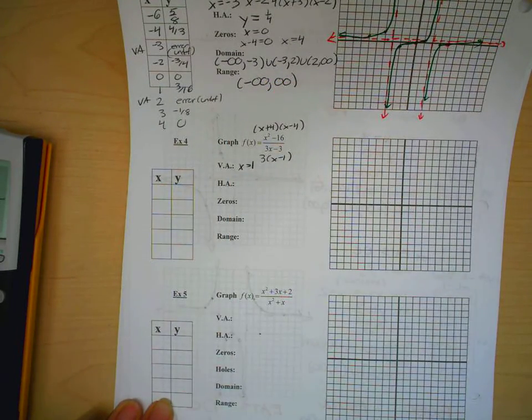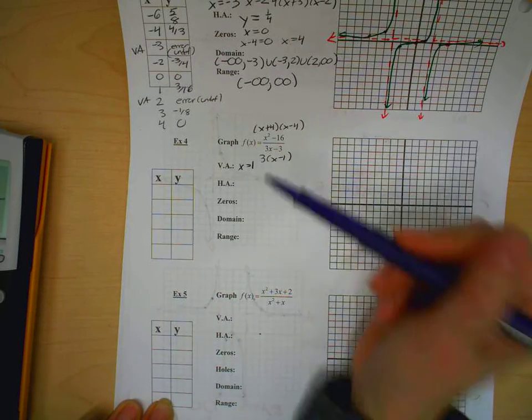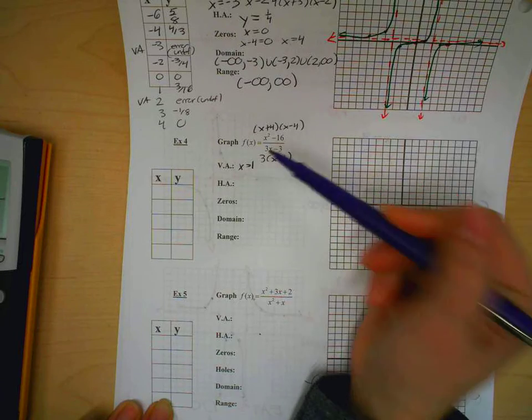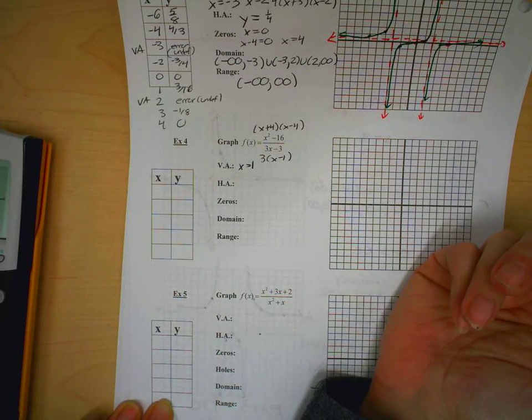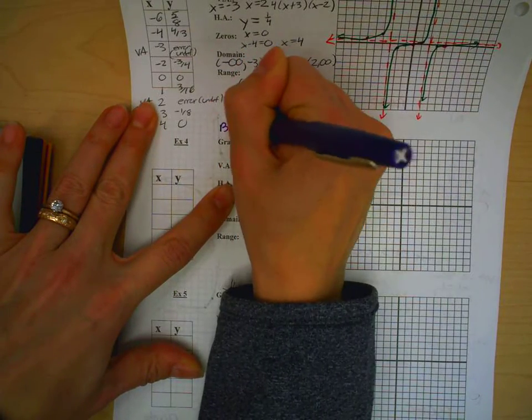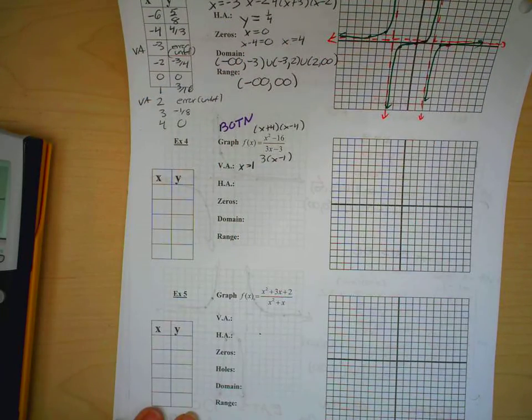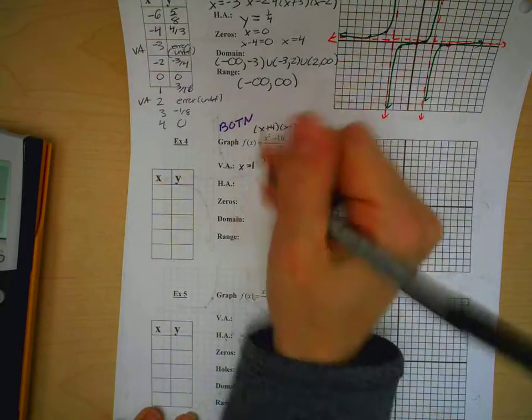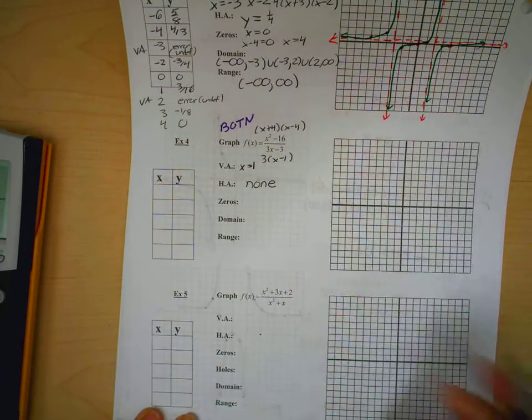All right, which case is this? Is it BOBO, BOTN, or EATS DC? Is it bigger on the top, bigger on the bottom, or are they the same? So I have x squared and x. Bigger on top, bigger on bottom, bigger on top. So this is BOTN. Bigger on top, none. So my horizontal asymptote is none.